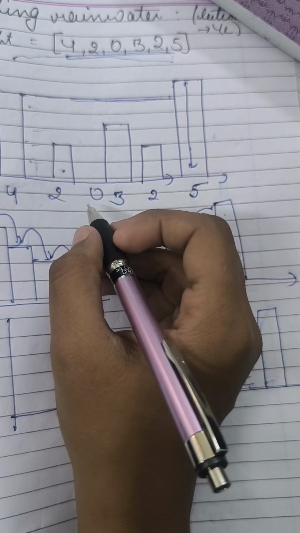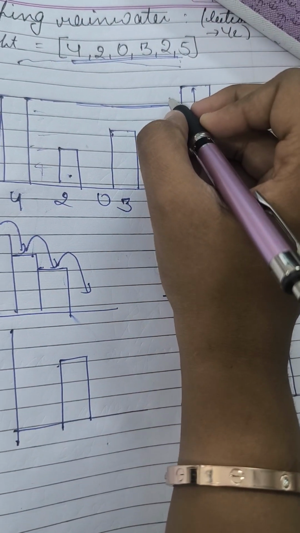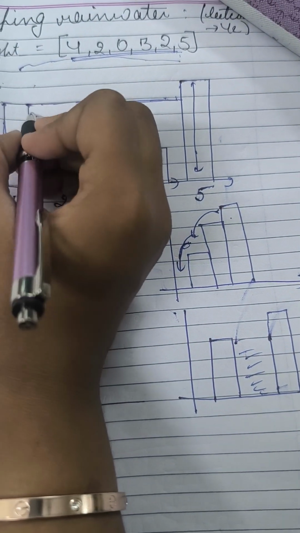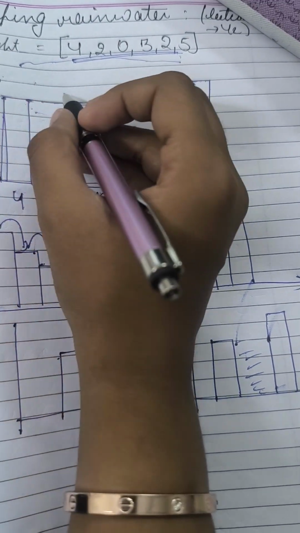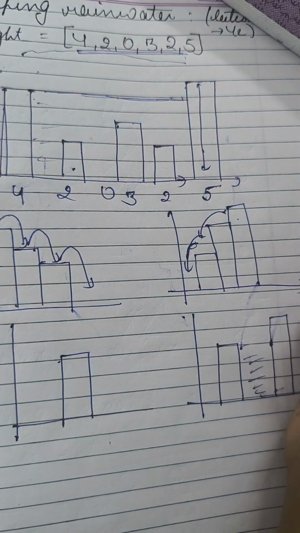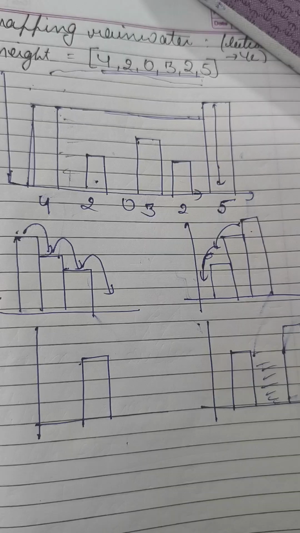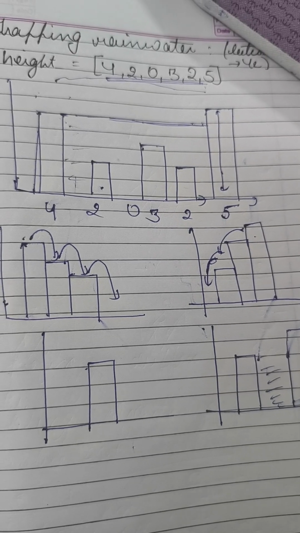Why? Apply your brain over here. If it is going to store the water above it, then from the left side also there should be a bar which could contain the water inside it, right? Like, for example, let me take the example of a glass.